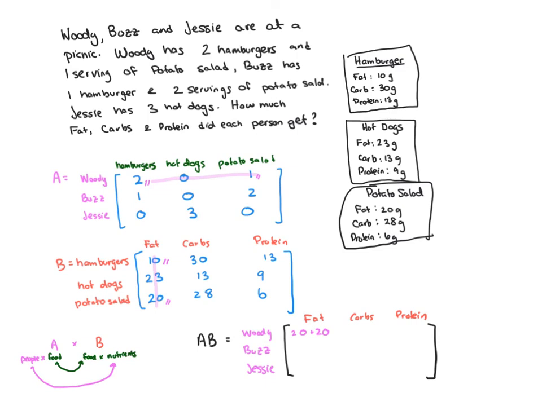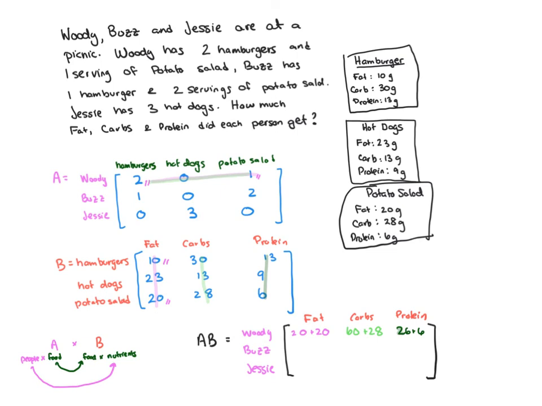So let's kind of go through here and calculate out each of these. So I moved to my next row and column. So maybe we'll do this row, second column, and I get 2 times 30, so 60, plus 0 times 13, and then 1 times 28, so 60 plus 28. And then the next one, same row, last column, I'm going to get 2 times 13, 26, plus 0 times 9, and 1 times 6. Okay, and then I can go through for each of these.